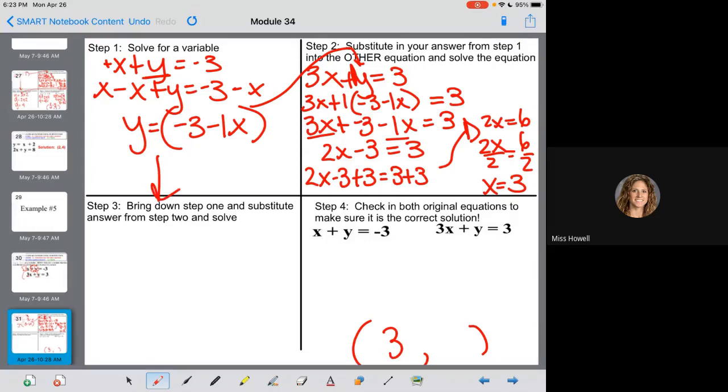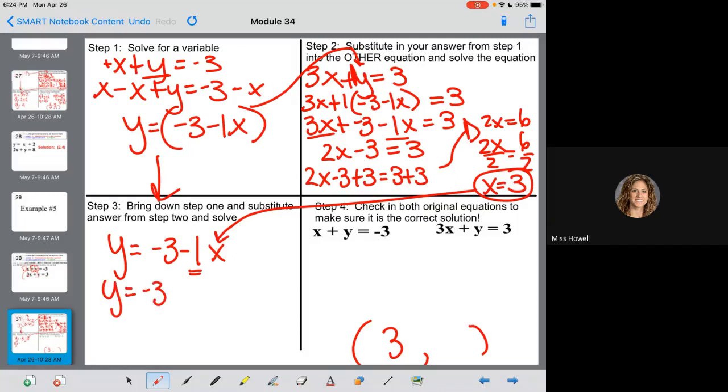All right, bring this guy down. y equals -3 minus 1x. So we're taking this 3 and we're going to substitute it in here for x. Don't leave out this -1. You need it, it's -1 times 3. So be careful. All right, so y equals -3 minus 1 times 3. All right, multiply here. We have a -3. 1 times 3 would give us 3, so -3 minus 3 to get y equals -6. All right, so we think our solution is at (3, -6).